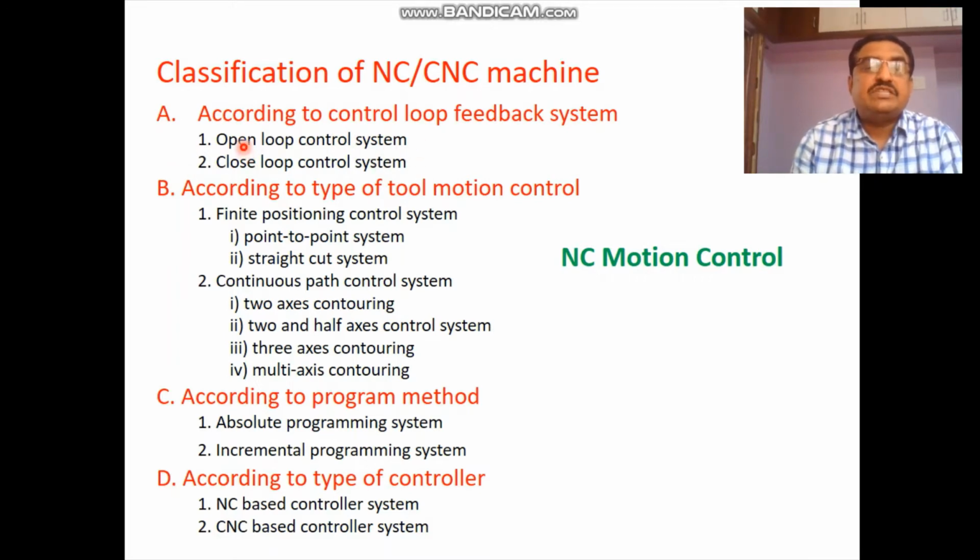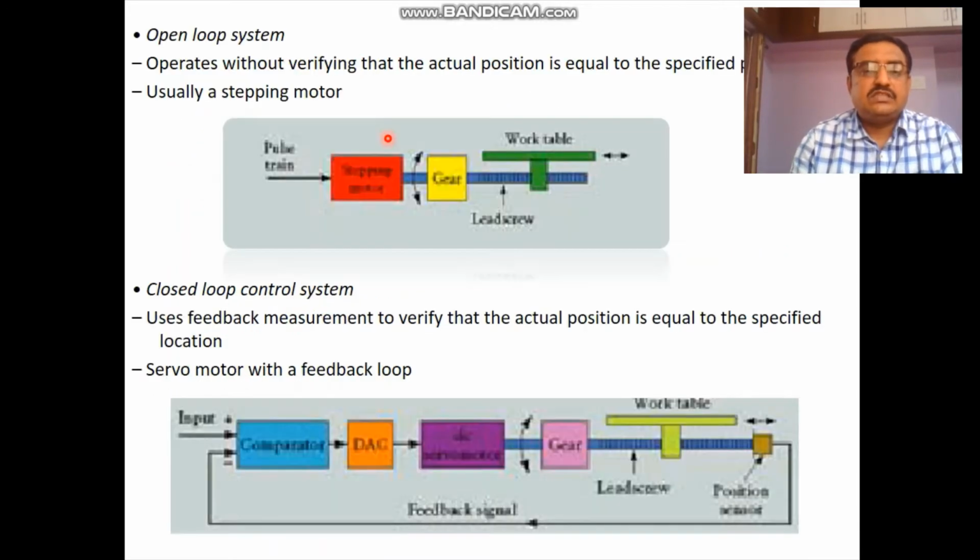If the CNC machine has, in this sketch, only an order given from MCU to servo drive, the servo drive converts that into mechanical energy for the machine tool, but it will not check by a feedback system. That is called open loop control system.